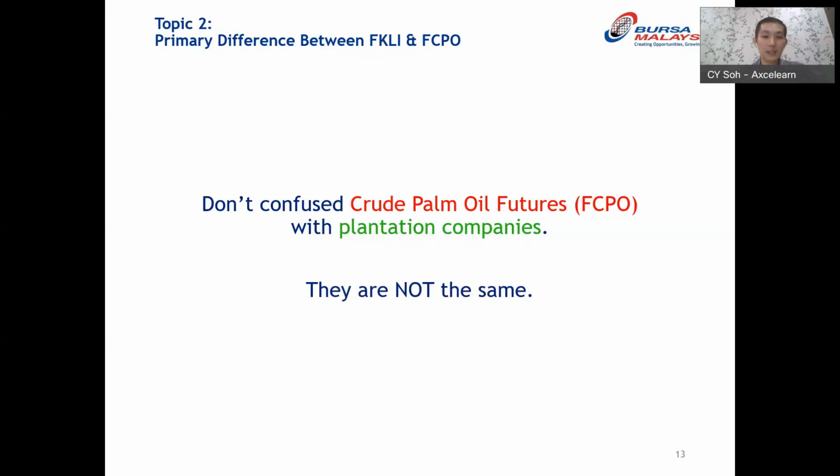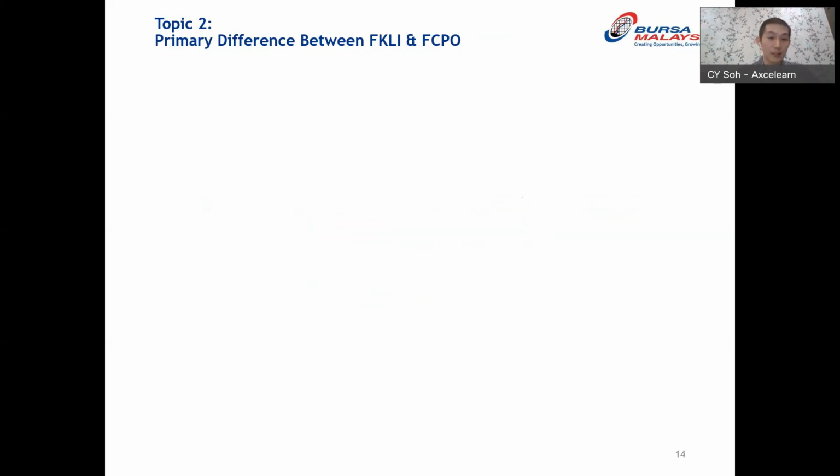In fact, FCPO and plantation companies are not the same, because as I've mentioned earlier, FCPO is considered a commodity asset class, right? And with plantation companies, what are you actually putting your money into, to invest or trade? You're actually trading stocks. So we can see that there are really differences between stocks and commodity futures. They are both different asset classes. Okay, remember this.